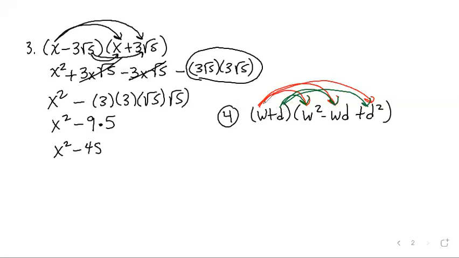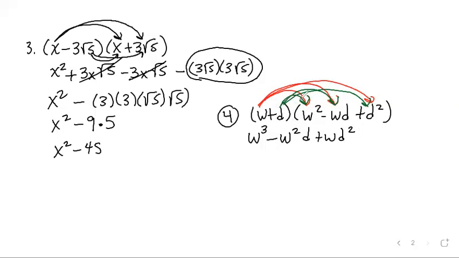Okay. So W times W, that's going to get you, W times W squared, I'm sorry, is W to the third. W times a negative WD is going to be negative. W times D squared is going to be positive WD squared.